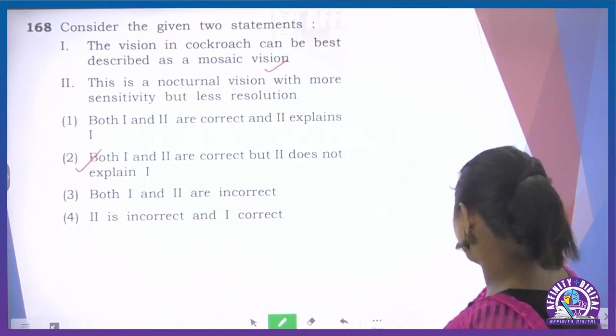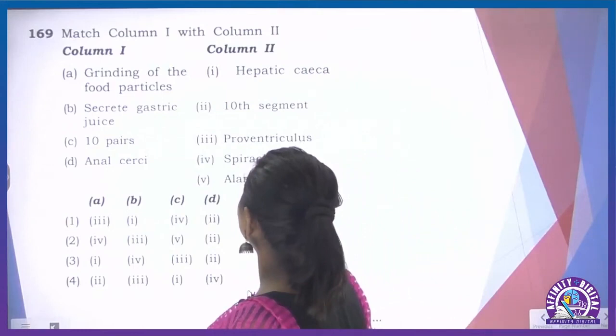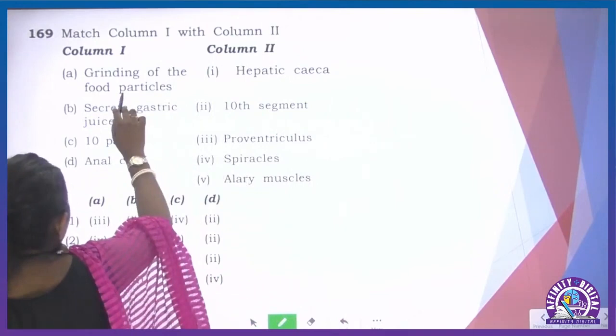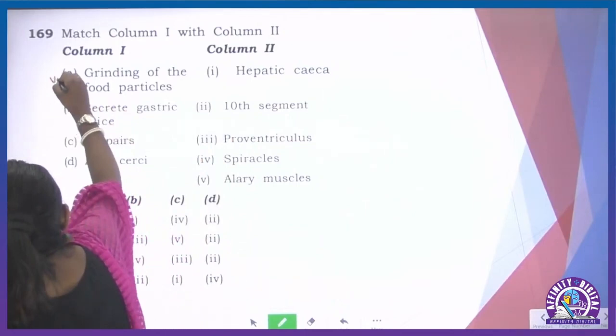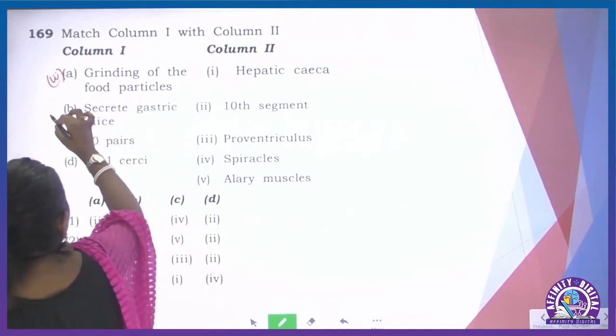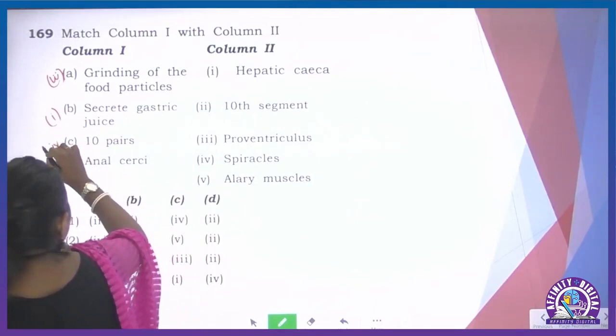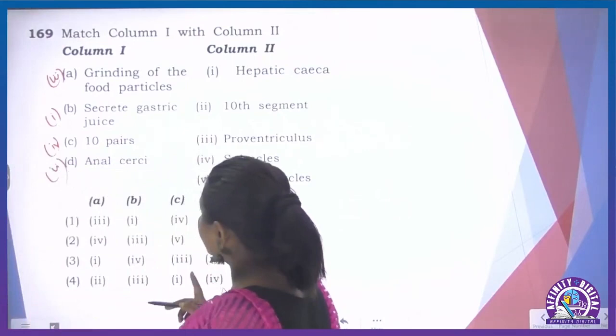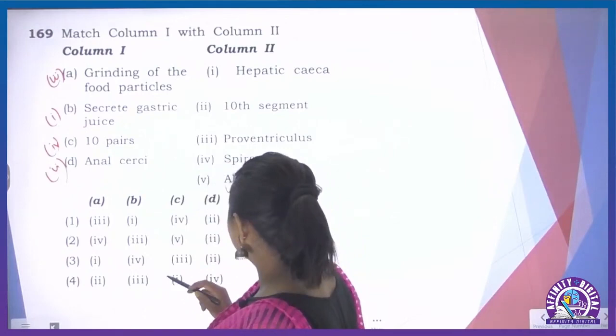Okay, now question number 169, match column 1 and 2. Here two columns are given, let us match it. The grinding of the food particles occurs where? It will occur in the proventriculus, because proventriculus is also known as gizzard. Secretes gastric juice, that is hepatic caeca. 10 pairs of spiracles are present, and anal cerci is present, of course, in the 10th segment. So it will be 3, 1, 4, 2. So it will go with the first option.